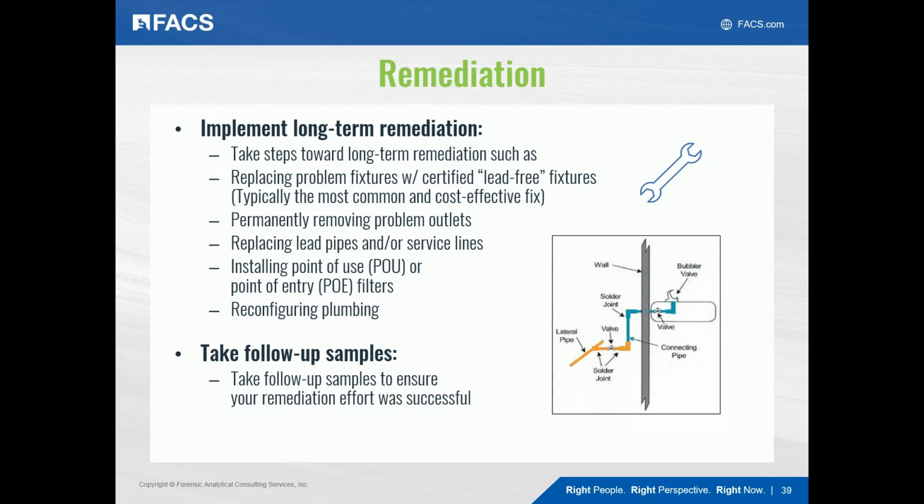So replacement of the problem fixtures is usually the most common and usually the most effective solution. Replacing lead pipes or lead service lines. So usually we have not seen that facilities have to resort to this from our own experience here in California. Some schools have opted for filters at their drinking outlets. Just keep in mind that it does require regular maintenance and expense with all of the filter changes. And then after doing remediation, do follow-up testing to make sure that the levels have been reduced.